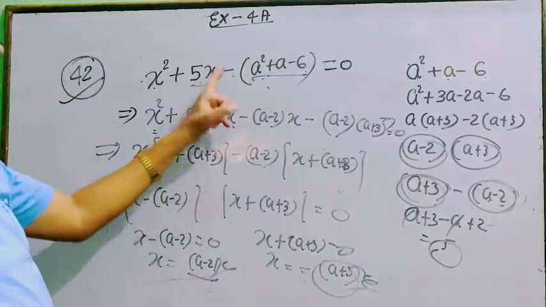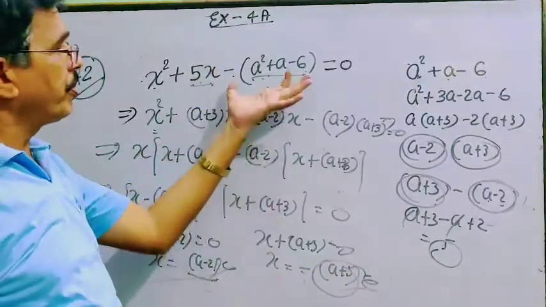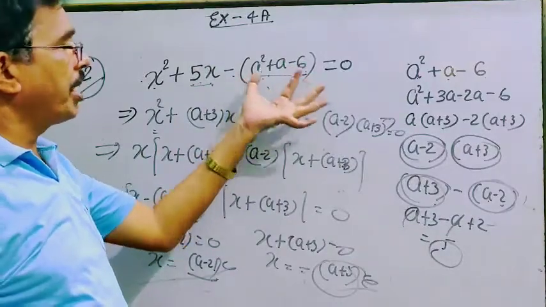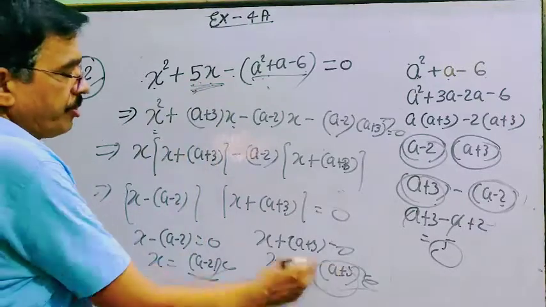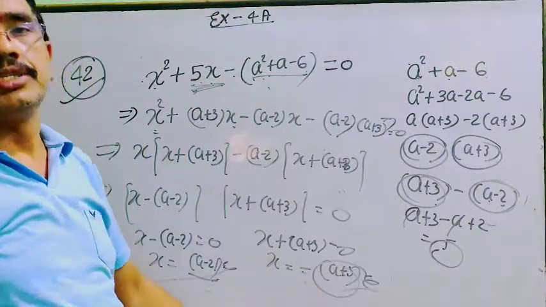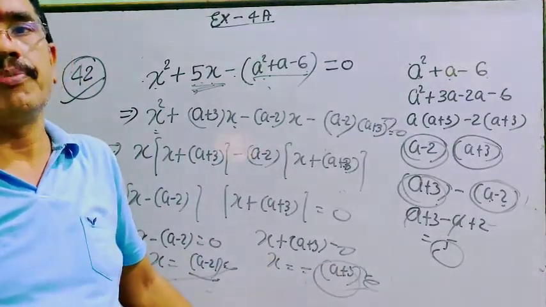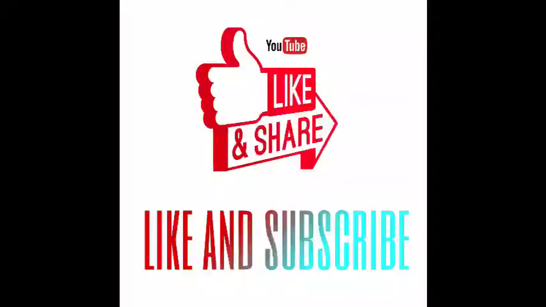So dear student, you can solve other questions: first you factorize it, and then after adding and subtracting you get this middle term, and there are two solutions you can find in an easy way. So you try to solve the remaining questions up to 45. Thank you.